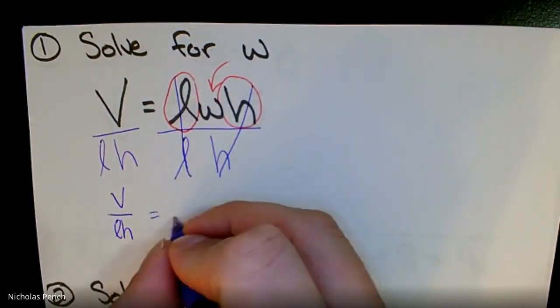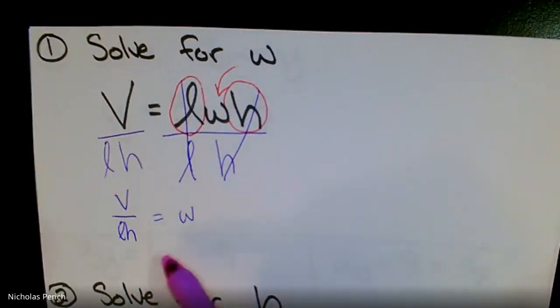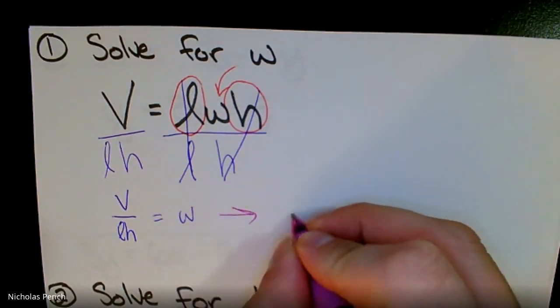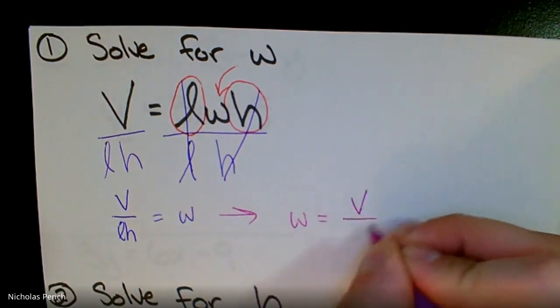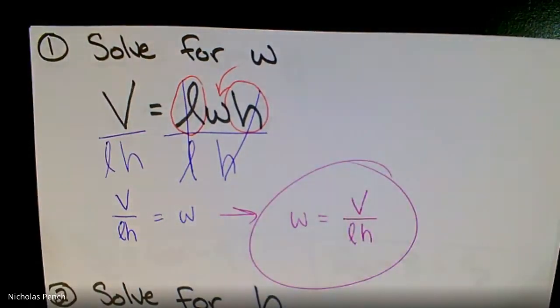W is now all alone on the right side, but I hate the way that looks, because W is on the right and W should be on the left. So let's just take that and make it look like this. W equals V over LH, circle, done.